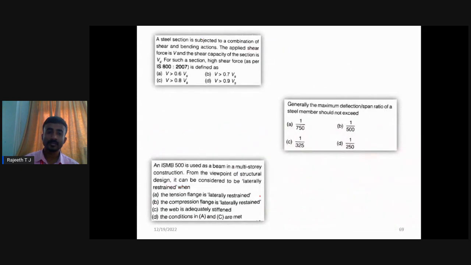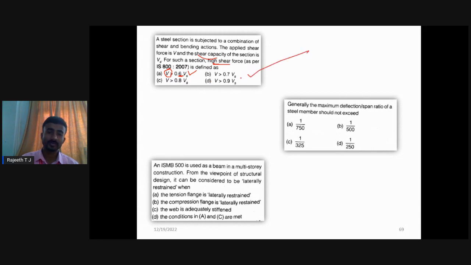Next, let us go through some previous year questions on beams. A steel section is subjected to a combination of shear and bending action. The applied shear force is V and the shear capacity of the section is Vs. For such a section, it is the high shear case. Just now we discussed that for the high shear case, the design shear force is greater than 60% of the design shear capacity. The capacity here is Vs. So if V is greater than 0.6 Vs, then it will come under the high shear case. If it is less than 0.6, then we call it a low shear case.